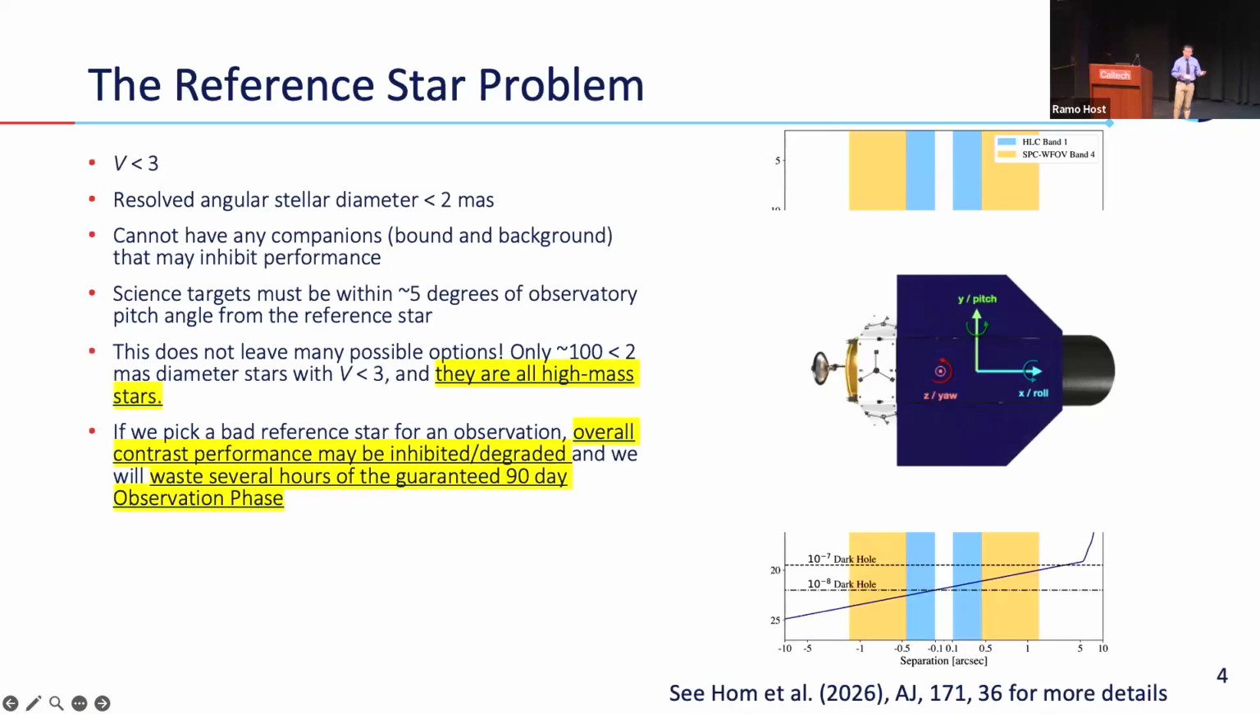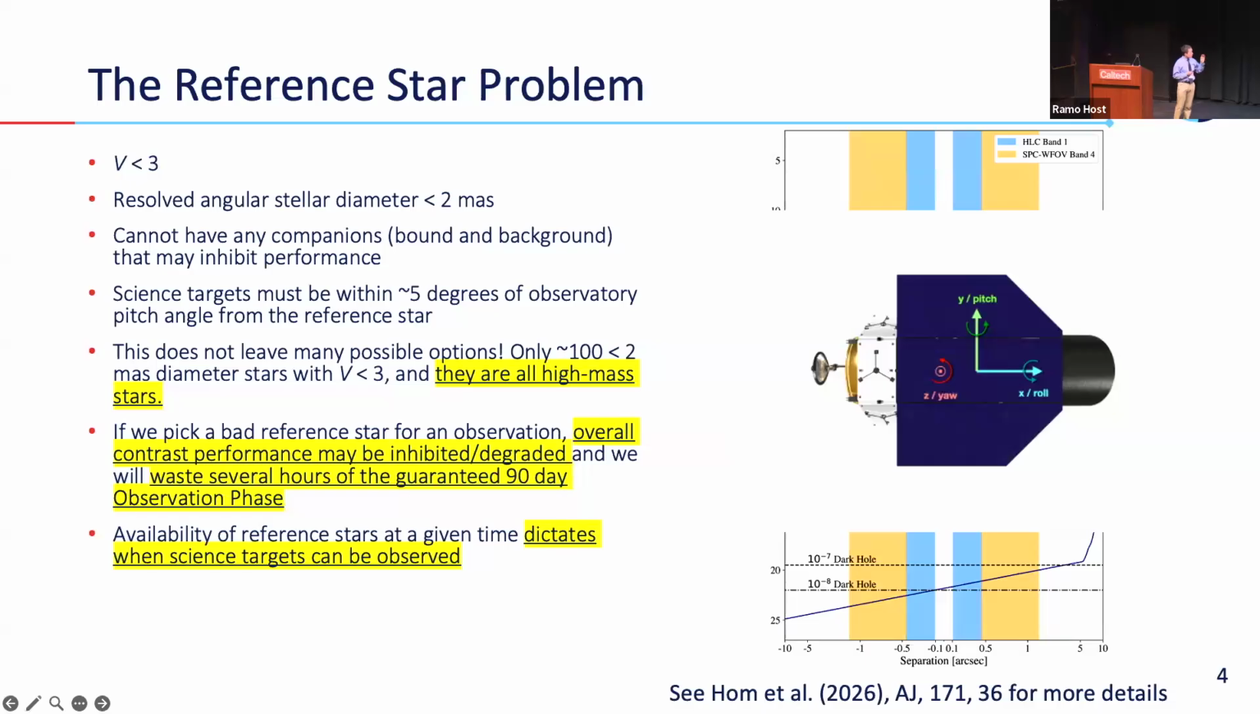So what are the consequences of possibly picking a bad reference star for your observation? Well, we're expecting degraded performance. In the best case scenario, you may get really poor post-processing performance through RDI. In the worst case scenario, you could get a dark hole digging failure, so you won't be able to dig down to your desired raw contrast. The net result of all of this could be several wasted hours, and we have very limited time to use CGI. So we need to make sure that we're picking good reference stars for our observations.